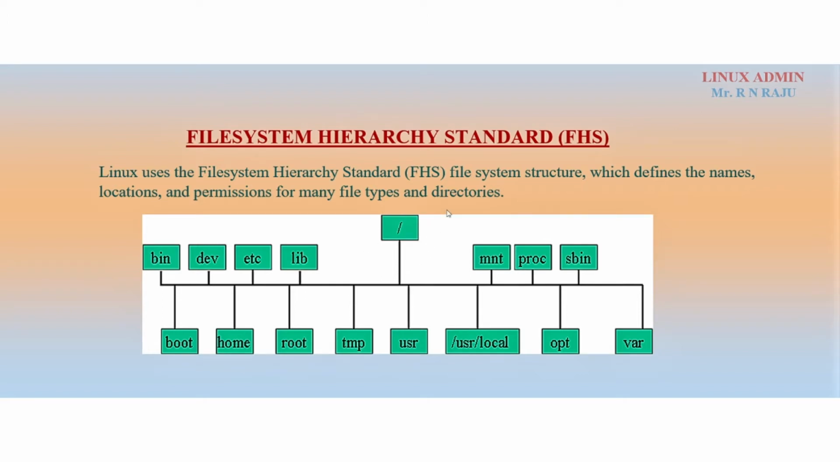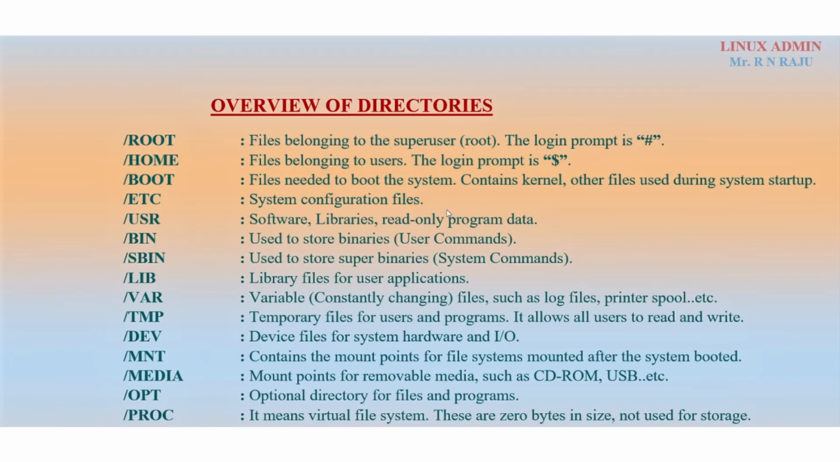So if you want to store the data in a systematic order, we can use the FHS standard, that is the file system hierarchy standard. Here is some overview of each directory. The root directory and the home directory are two important directories. Actually, root belongs to the super user resources. That's why it is the default home directory for the admin user.